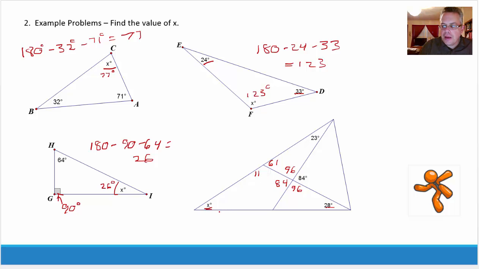Let me take a look. Do we have enough to get the angle down here yet? Let me see here. Oh, this is 119. Actually, we do. This angle and this angle are two angles of this big triangle. So x must be 180 minus 119 minus 28. So let me see what that is.